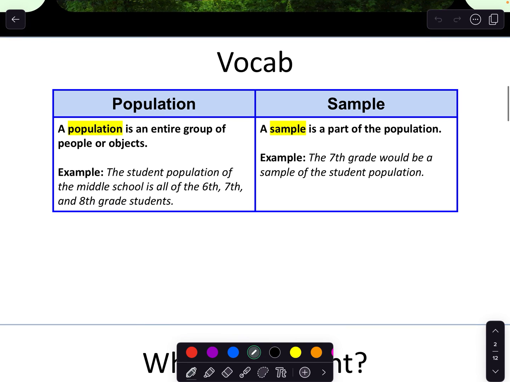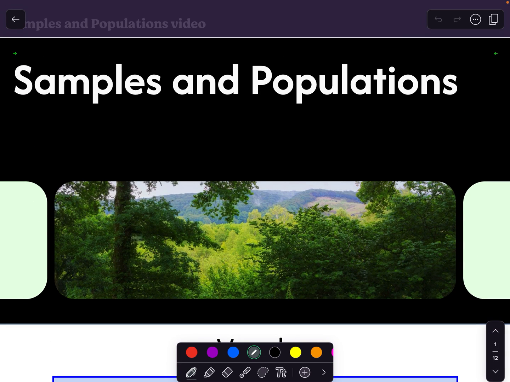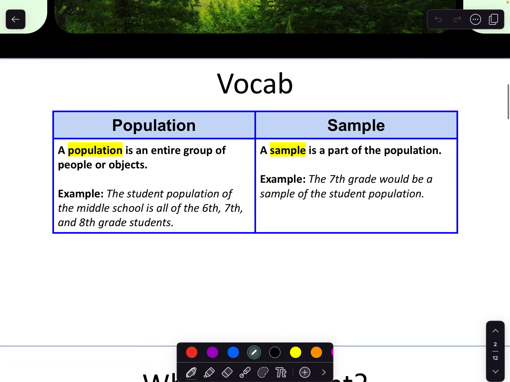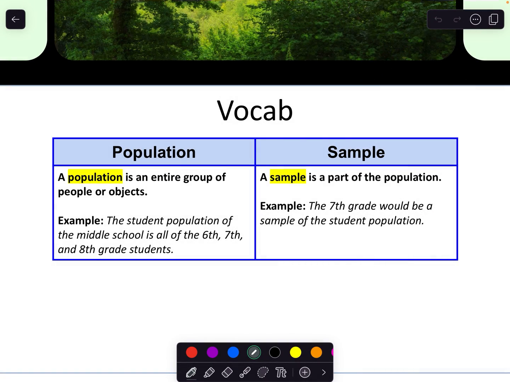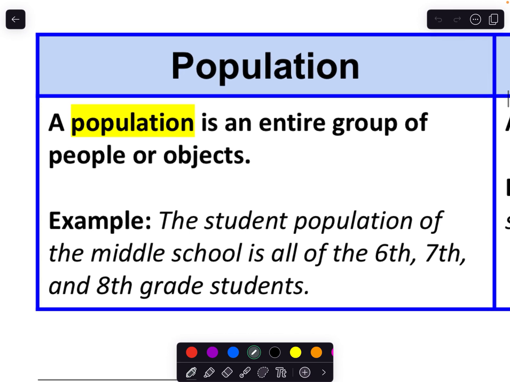Okay, so checking out our first section here, we're looking at some vocab. Samples and populations is our topic. First vocab words are about samples and populations. So, let's start with population, right? Population is the entire group of people or things.